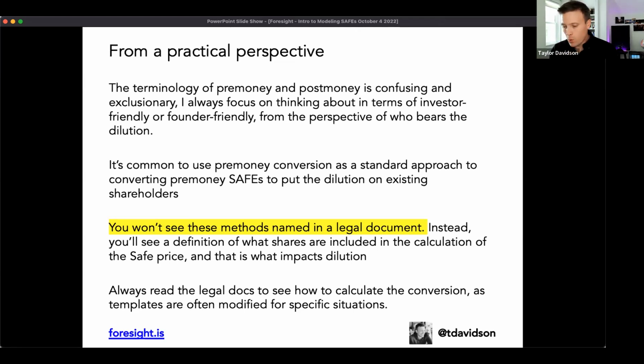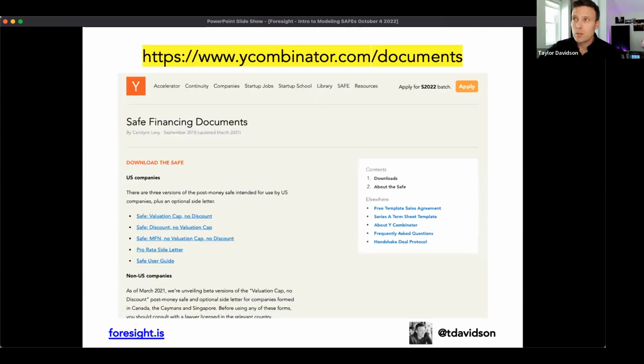That's important. You won't see it. It won't say like, hey, this is the method to be used. What you'll see is a definition of what shares are included in the calculated share price. And that's the part that matters. That's the part that infers or reflects who's actually bearing the dilution of it.